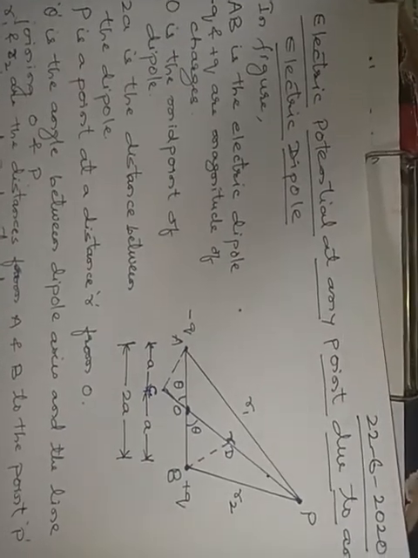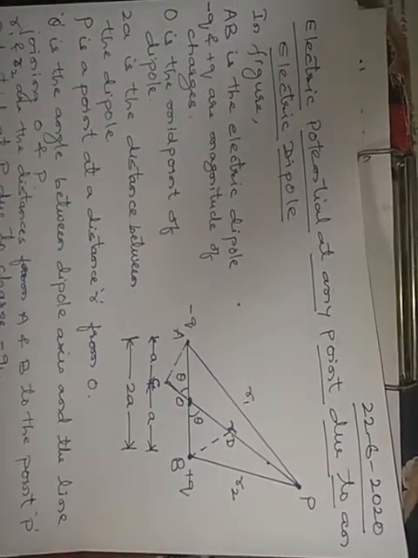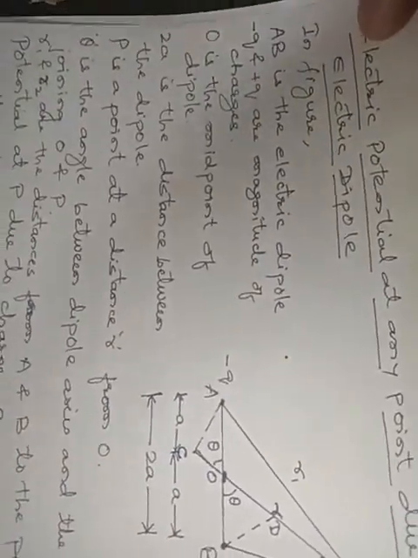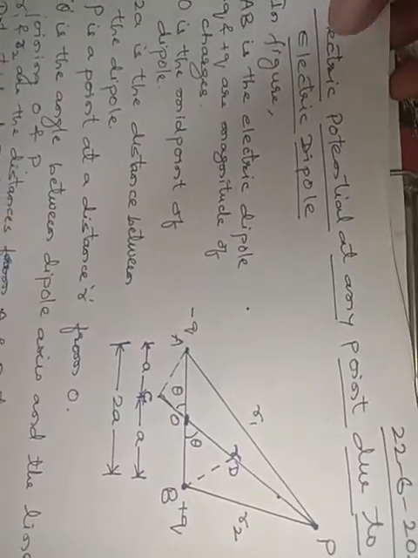Dear students, today we'll start electric potential at a point due to an electric dipole. This derivation is a little bit lengthy, so there is a 2-page derivation. First of all, this is one page and this is another page. So here I will divide this section into two parts. First I will explain the drawing or figure for this. Instead of taking it directly, I will explain how the figure is drawn.